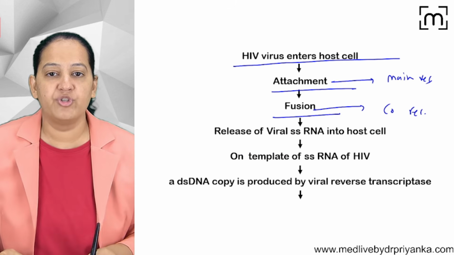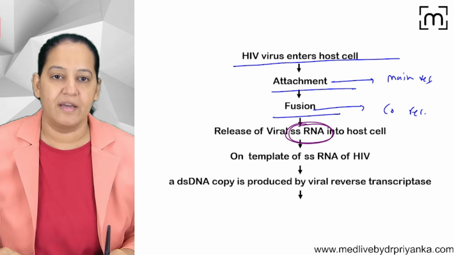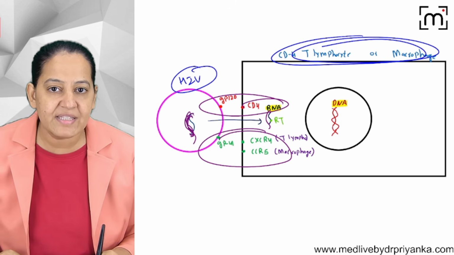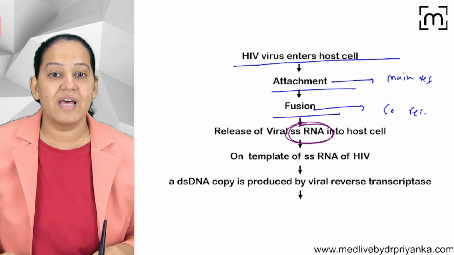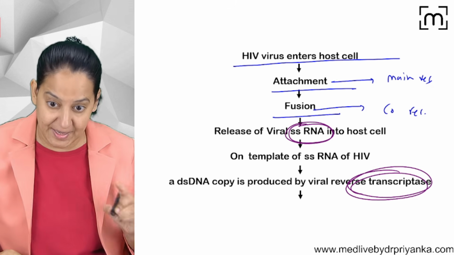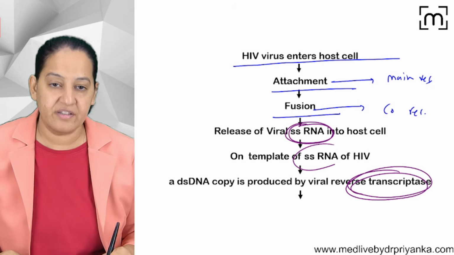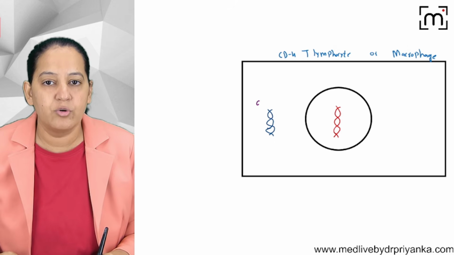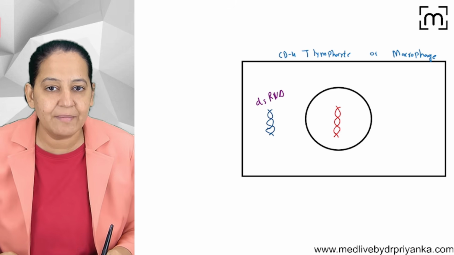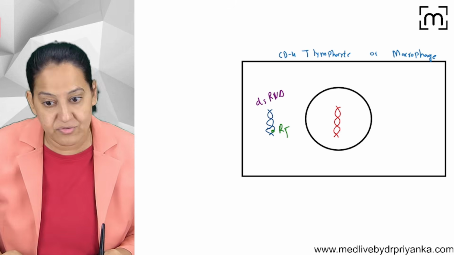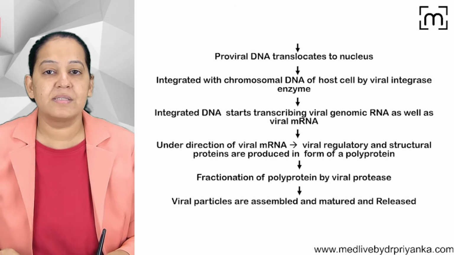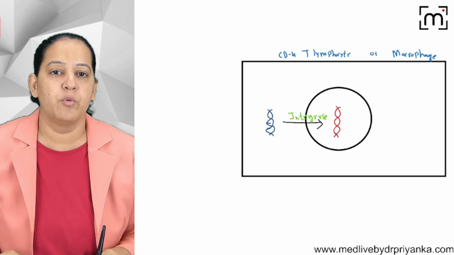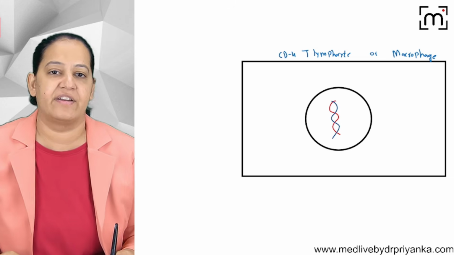After attachment and fusion, the viral single-stranded RNA moves inside the host cell. Inside the host cell, the reverse transcriptase enzyme present on the single-stranded RNA converts it into double-stranded DNA. The name of the enzyme is reverse transcriptase. Now this viral DNA will move to the nucleus. You can see it is moving to the nucleus. After moving into the nucleus, it will integrate.